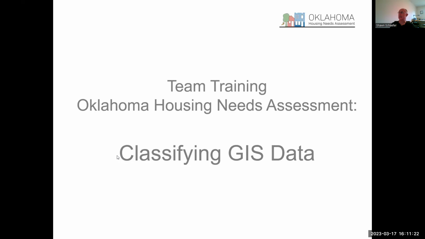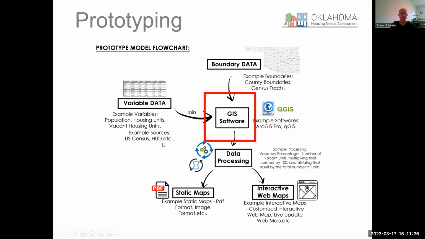Hey, everybody. It's time for some team training for the Oklahoma Housing Needs Assessment Project. And today we're going to talk about classifying GIS data. This is part of our series to become more proficient with ArcGIS software. And I'm going to switch over to ArcMap.